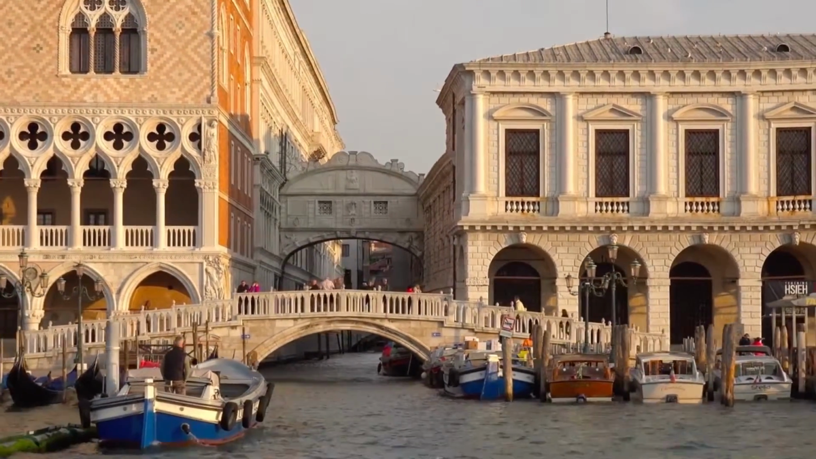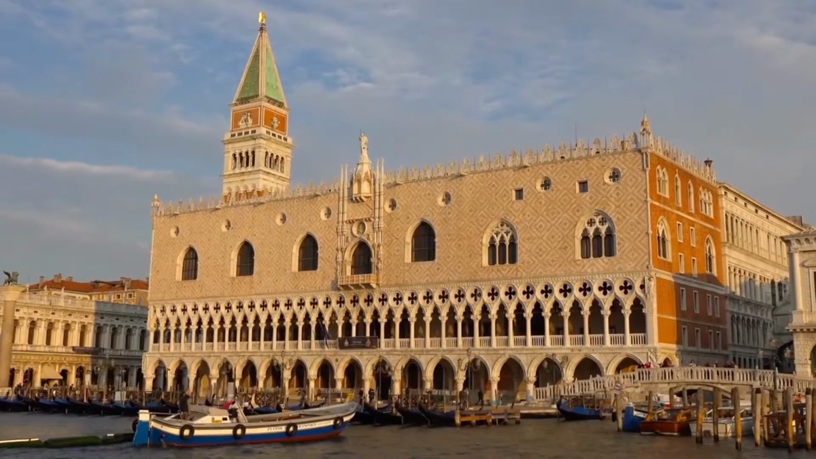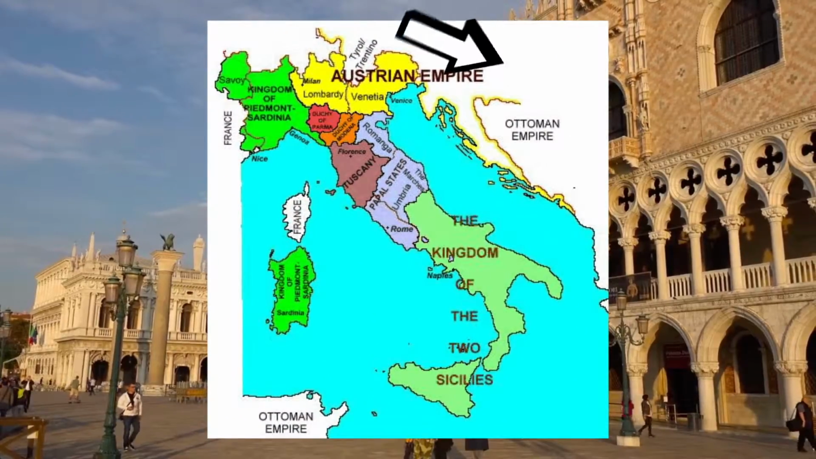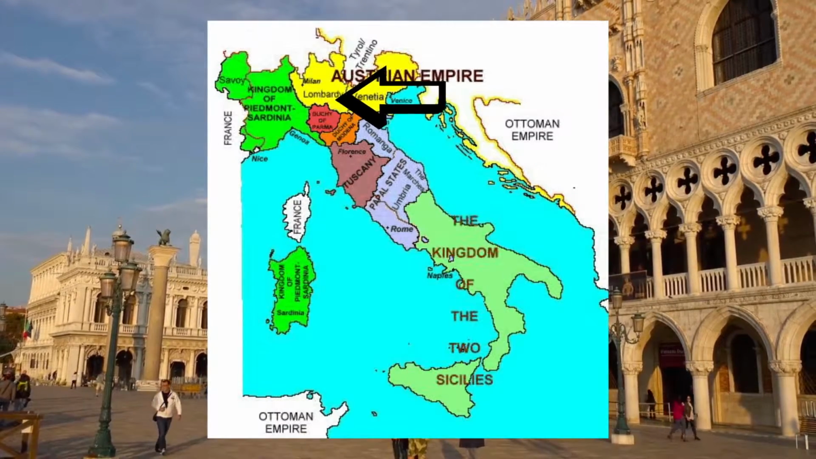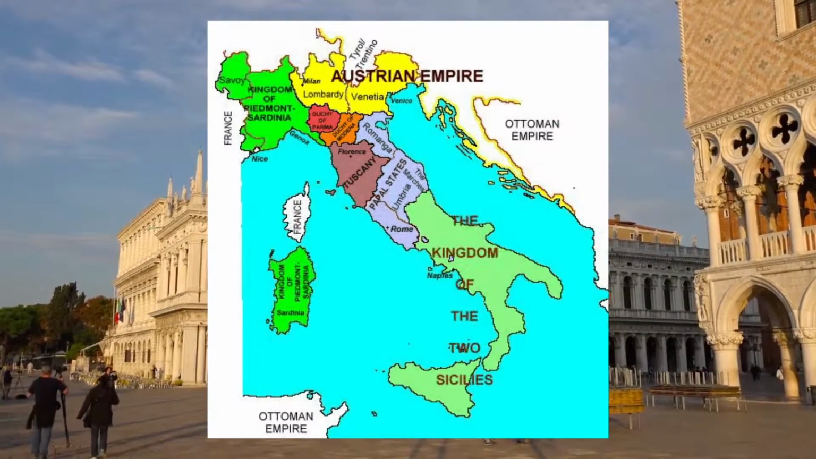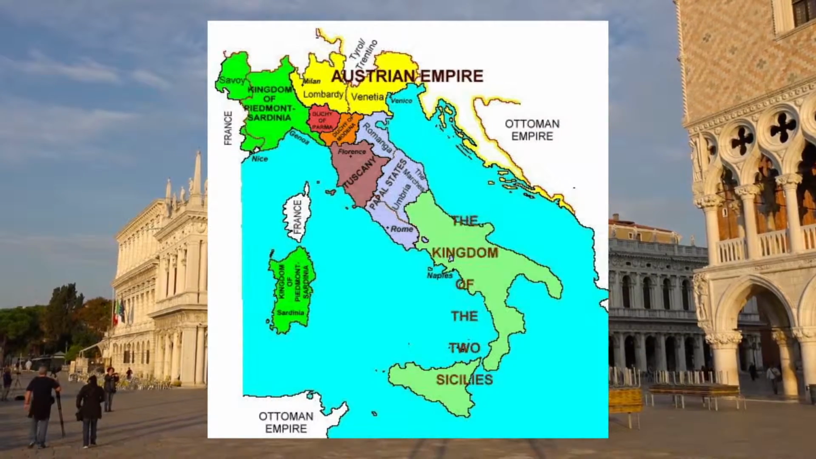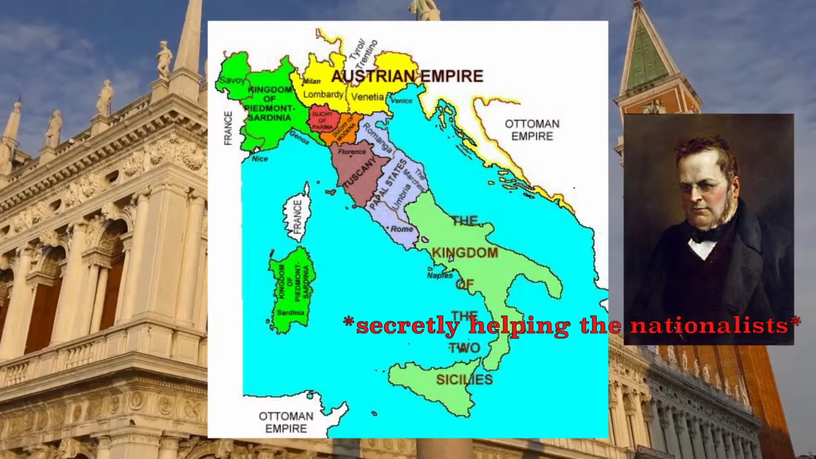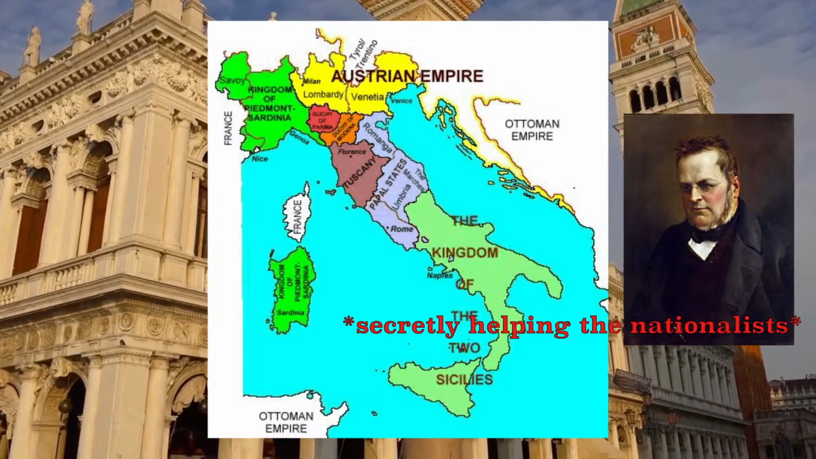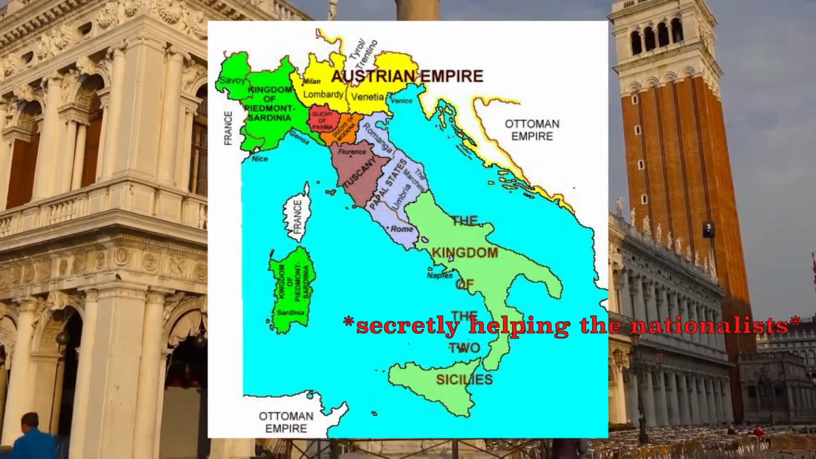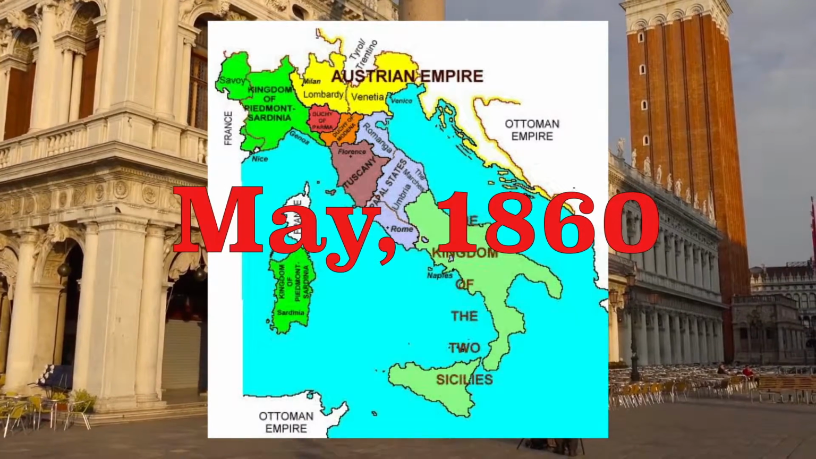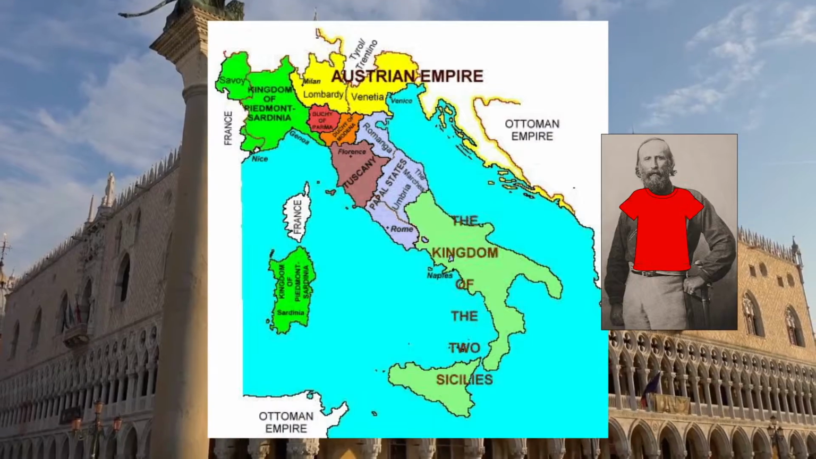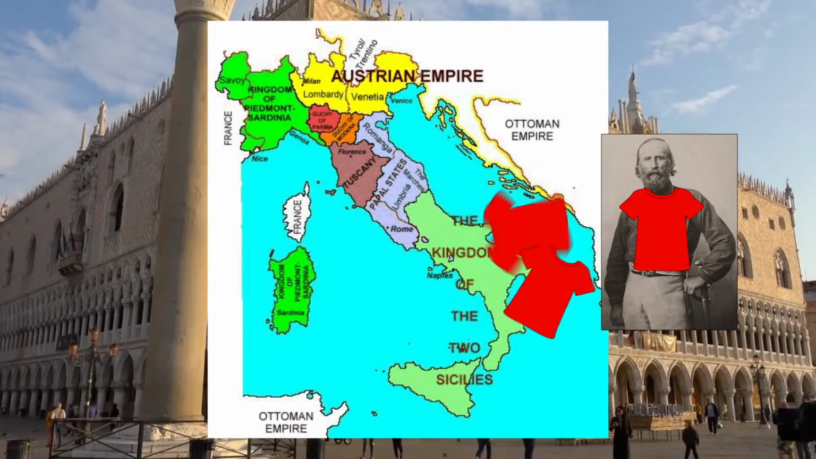Cavour provoked a war with Austria, and a combined French-Sardinian army won two quick victories against Austria. They were able to drive Austria out of Lombardy, but not Venetia. France was given Savoy and Nice as a gift for their help, but at the same time, though, Cavour had begun secretly helping the nationalist rebels in southern Italy. In May 1860, the Red Shirts, led by Garibaldi, captured Sicily.